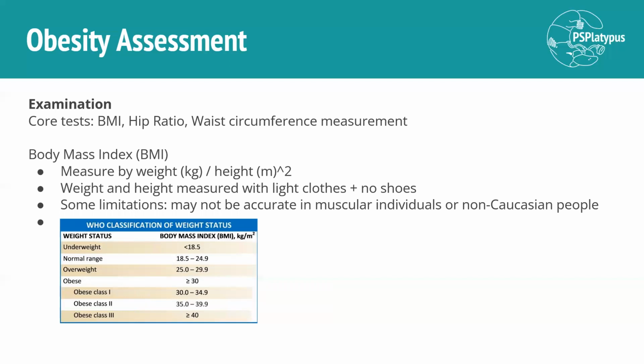And it's important to think about that this test is somewhat limited, especially in those that are muscular or non-Caucasian people. And it's worth having a look at the classification. Don't bother memorizing it, but having an understanding of the values is probably a good idea.